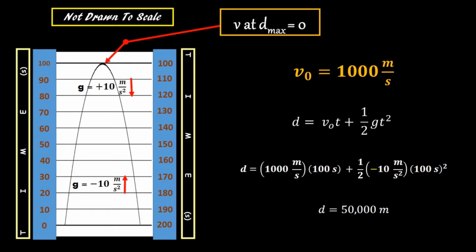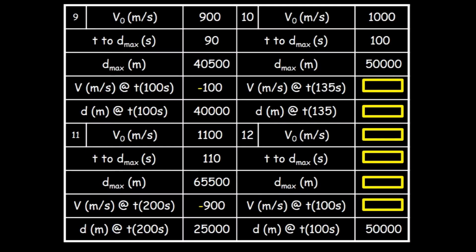I'm looking for the Dmax. Well, the Dmax is 1,000 meters per second times 100 seconds plus 1/2 negative gravity, because it's slowing down as it rises, times 100 squared. And that's going to be 50,000 meters. 50,000 meters is the answer to that question. And we'll put that into the magic data table.